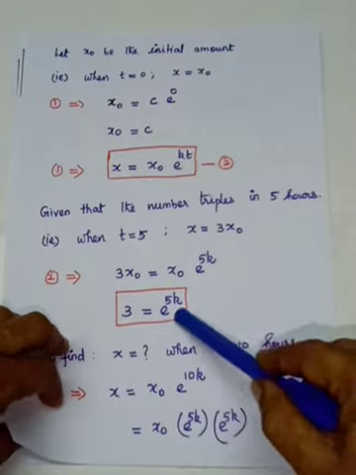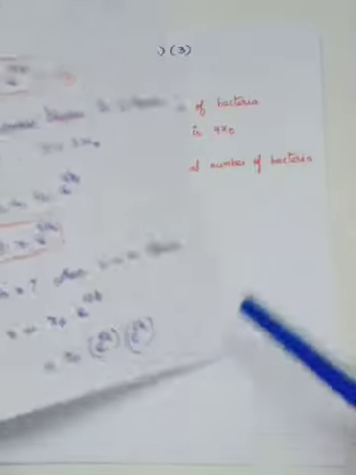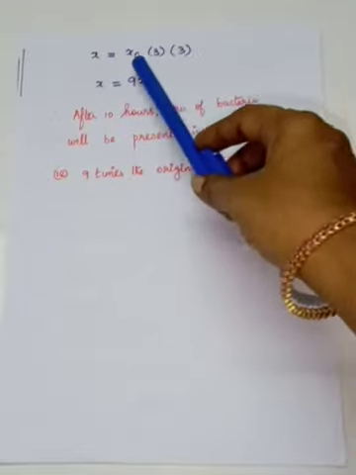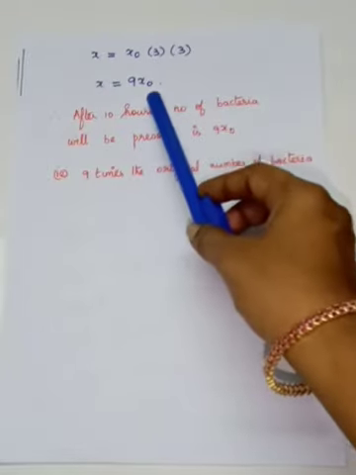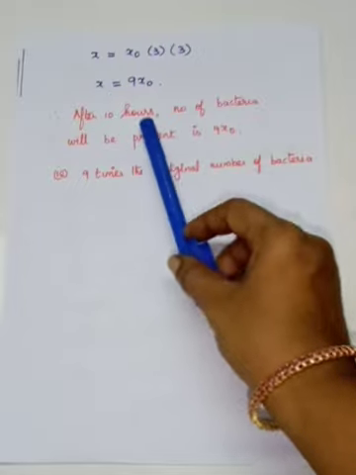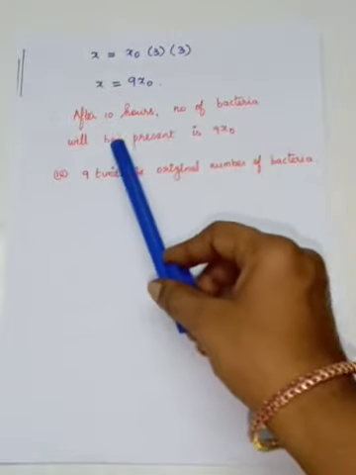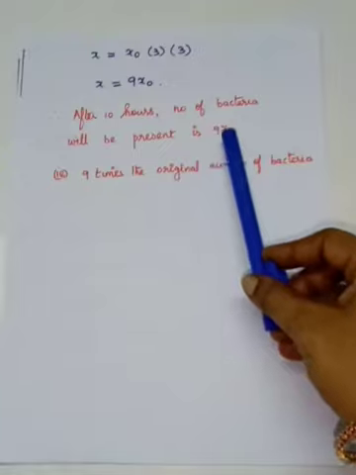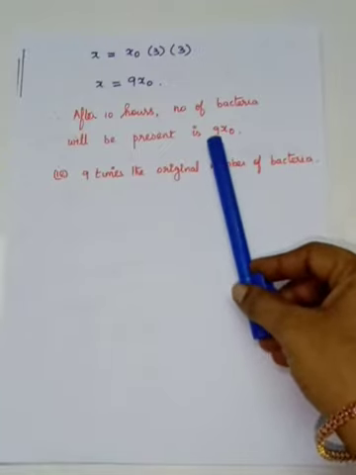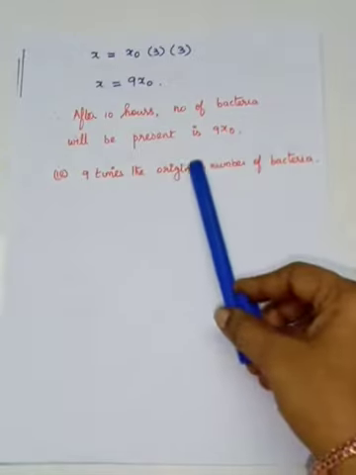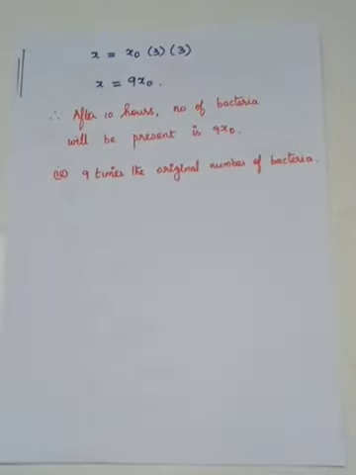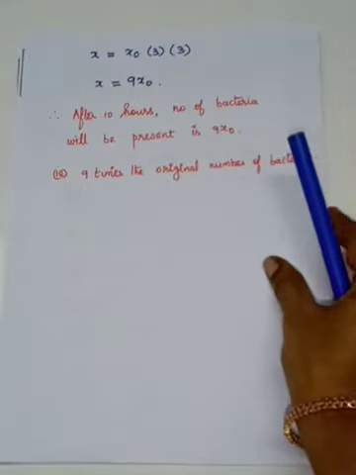Already we have found what e power 5k is. That is 3. So when you substitute, x is equal to x naught into 3 into 3, that is 9x naught. That means after 10 hours, the number of bacteria present is 9x naught. That is 9 times the original amount of bacteria, the original amount being the initial amount. So using the 5 steps, we can solve the differential equation.